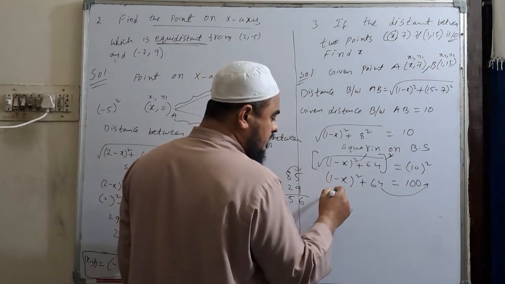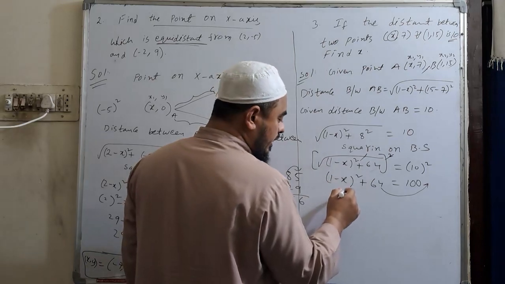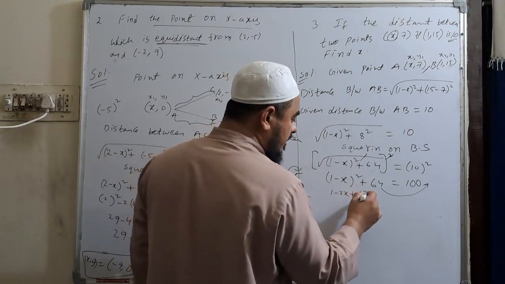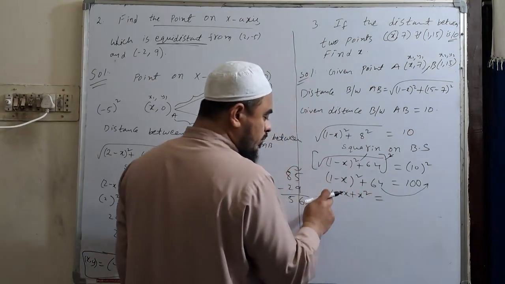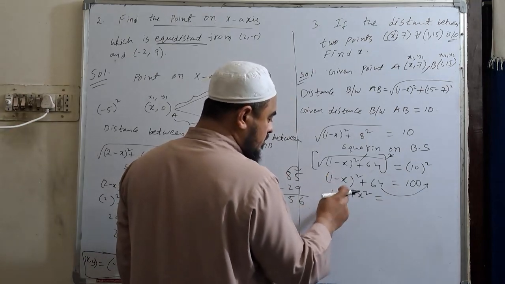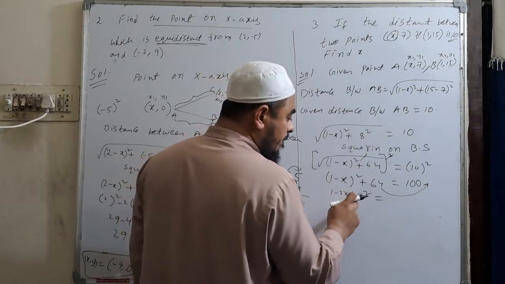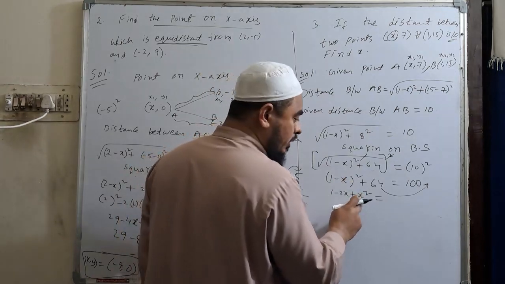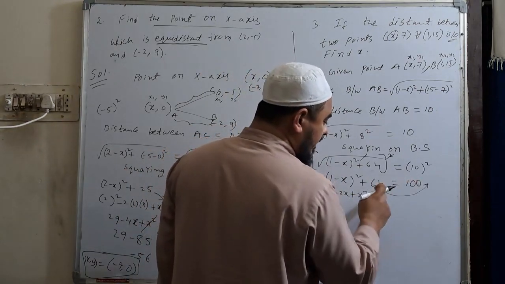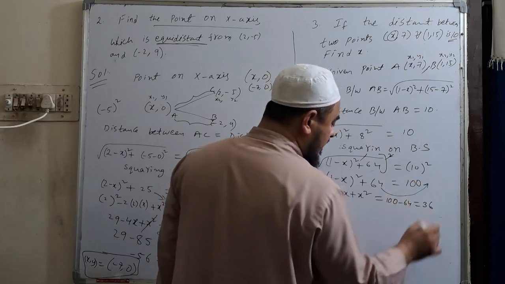a square means 1 square, it is 1, minus 2 into 1 into x, that we get as 2x, plus b square is x square. Okay, a square is 1 square, 1, minus 2 into a, a is 1, so 1 into x becomes x, b is x, plus b square is nothing but x square. Now this constant we take on the right hand side, so 100 minus 64 is nothing but 36.